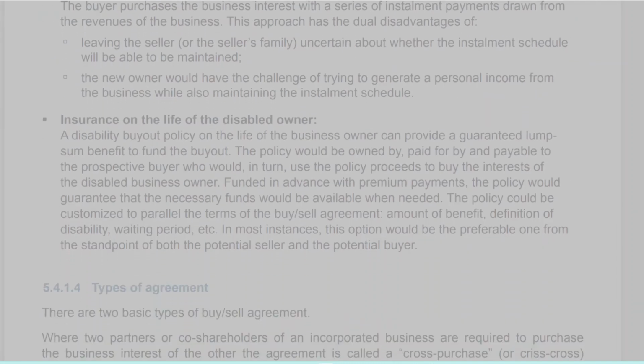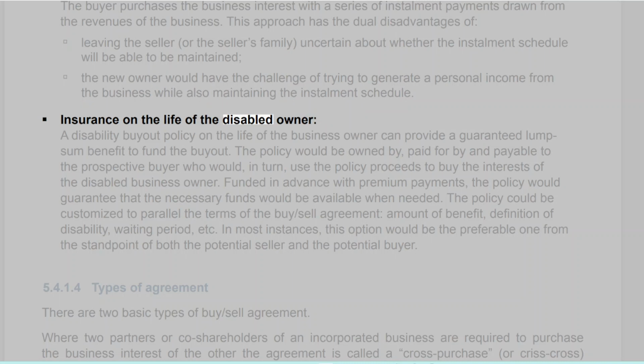Installment payments from the business profits: the buyer purchases the business interest with a series of installment payments drawn from the revenues of the business. This approach has the dual disadvantages of leaving the seller, or the seller's family, uncertain about whether the installment schedule will be able to be maintained, and the new owner would have the challenge of trying to generate a personal income from the business, while also maintaining the installment schedule.